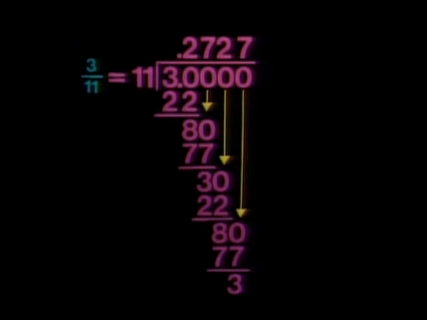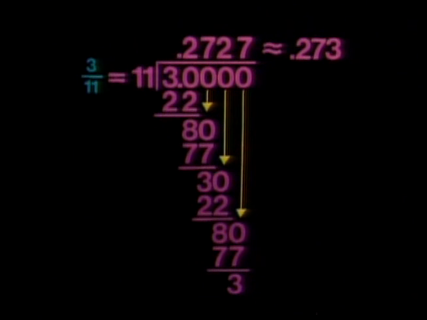Again, we've discovered the repeating pattern, even without meaning to. It's 2, 7. So we can round off our answer as originally instructed. Decimal point 2727, correct to 3 decimal places, is 0.273, or 273 thousandths.